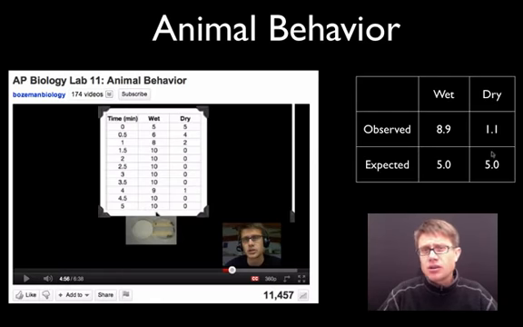And so now I'm not going to show you how to do this one, but try to apply chi-squared to figure out if there's a statistical difference between the expected values, what we would expect, and what we observed.